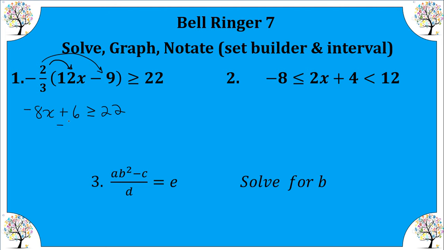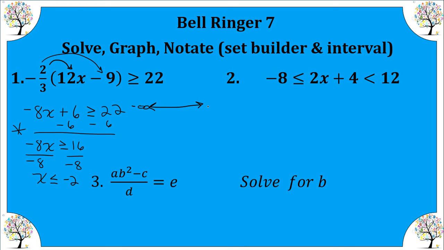We're isolating x, so we're going to subtract 6. We have negative 8x is greater or equal to 16. We're dividing by a negative 8, so I'm going to put a star to remind us we must reverse the inequality. And now let's graph this so we can write it in interval and set builder.